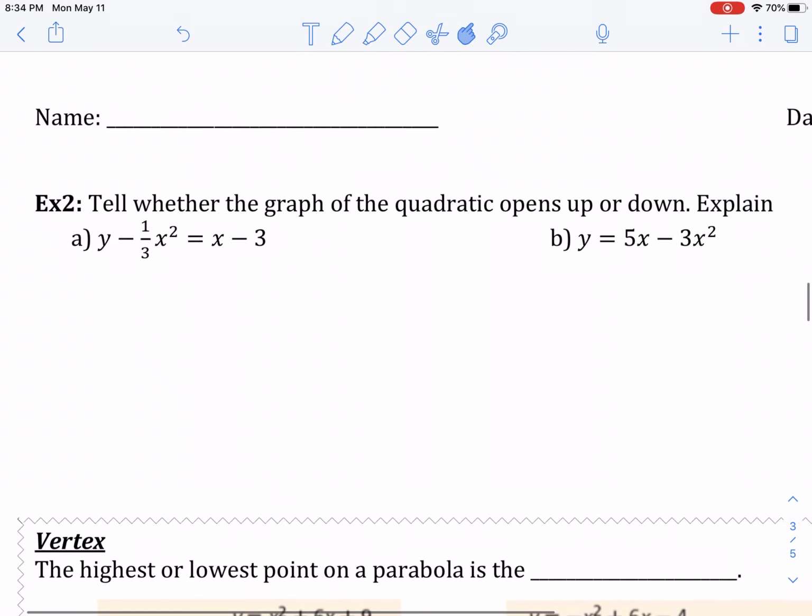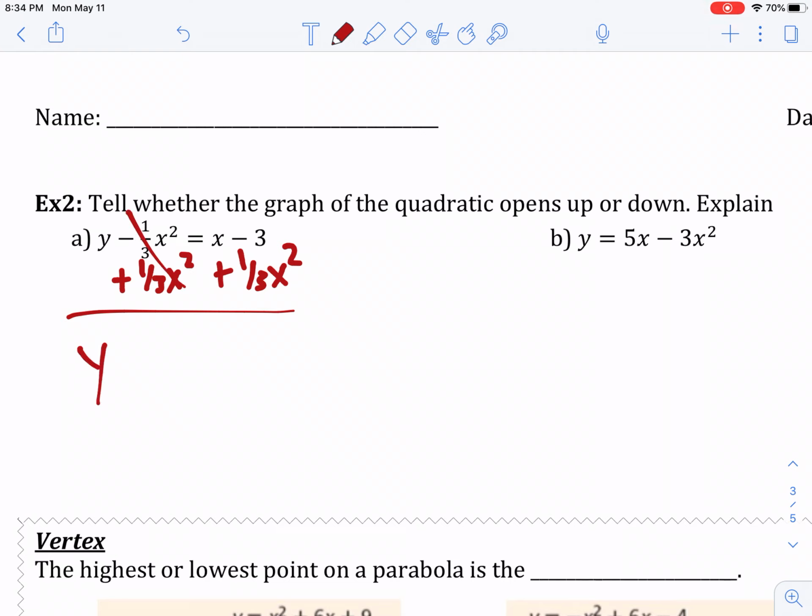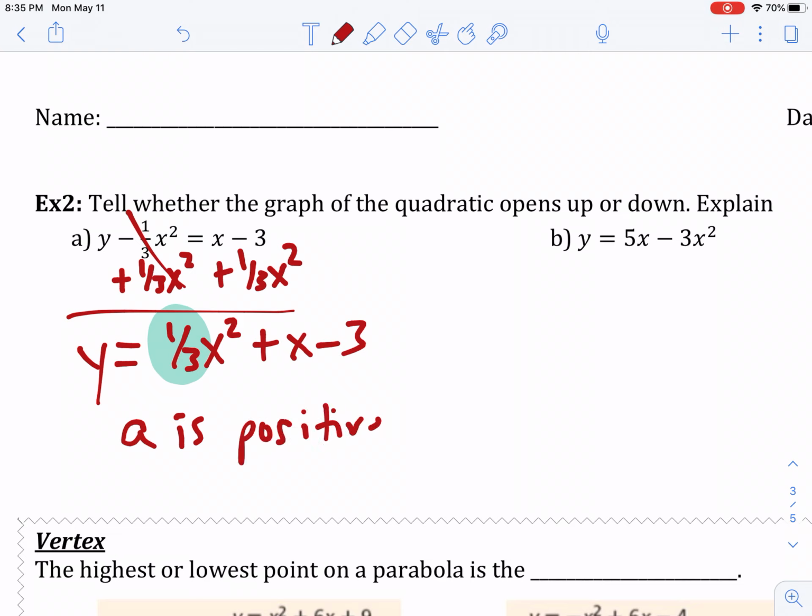So these two examples should be pretty simple. However, you just got to be careful because they're not in standard form yet. Like this one, you have to add 1/3 x squared first over here. So you always want to get y by itself. So y equals 1/3 x squared plus x minus 3. So now look at this value right here. This first number, is it positive or negative? Well, that's positive, right? So a is positive, so it opens up.